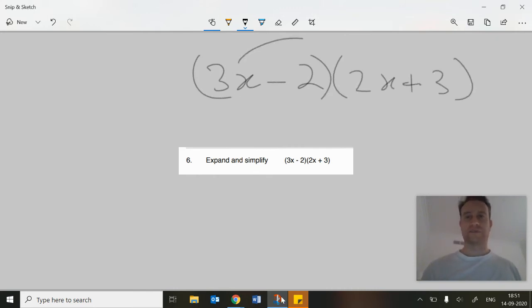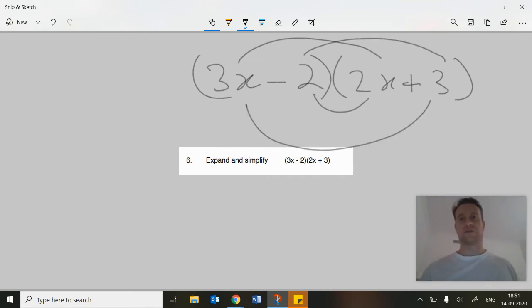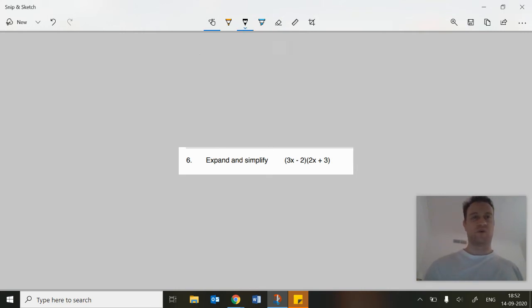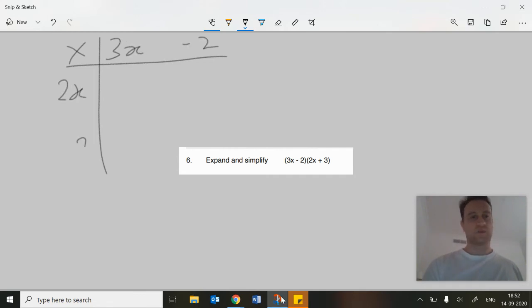So like some sort of character instead. You've still got your firsts and your outers and your insides and your last. They're just in a slightly different order. And also what I didn't mention before, which some people do, is this. Do 3x take away 2, and then 2x plus 3.